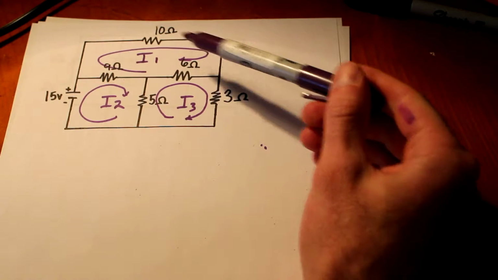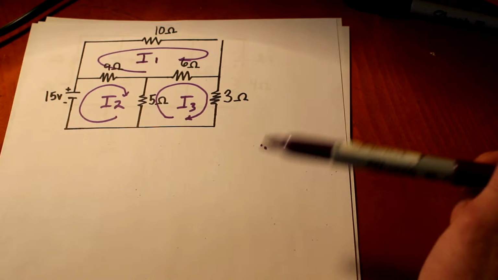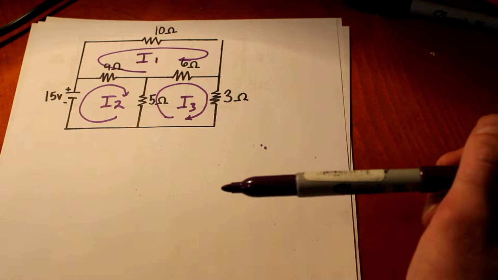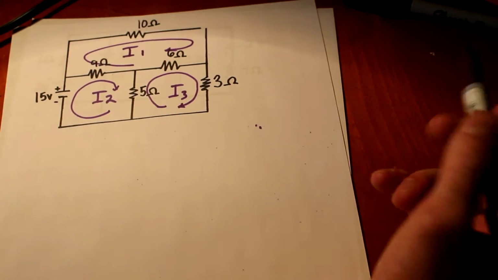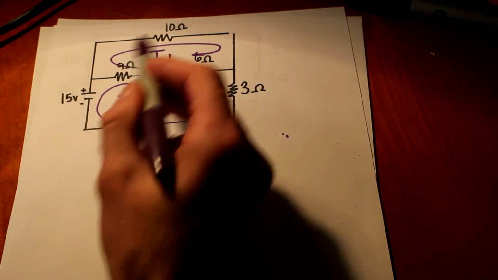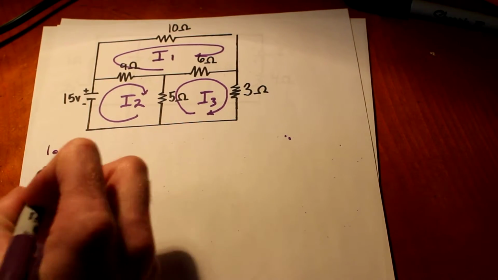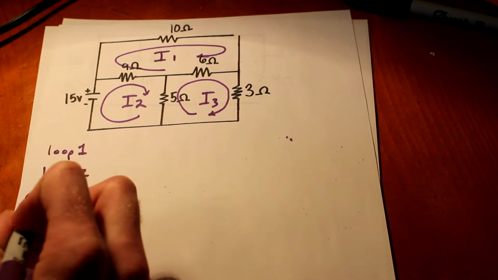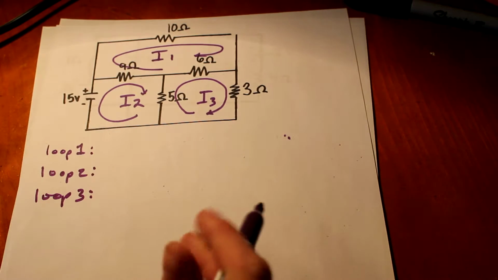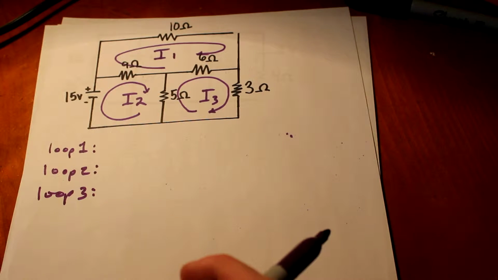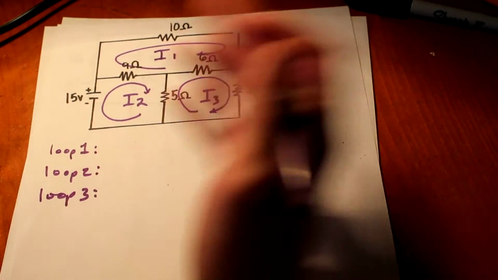I've already designated I1, I2, and I3. It really does not matter what the order is, but you do need to get them down. And as mentioned before, they should be clockwise, but you can do counterclockwise if you're a rebel. So we'll start off with I1. We'll just write out loop 1, 2, and 3 right now. I'm going to skip a few steps, and I'll keep it a little bit more straightforward this time than I did last time.